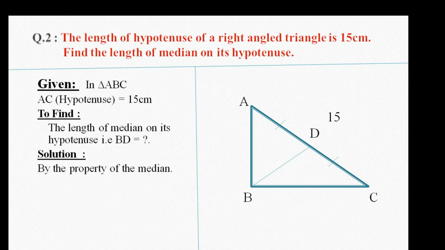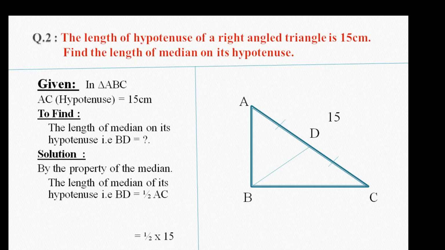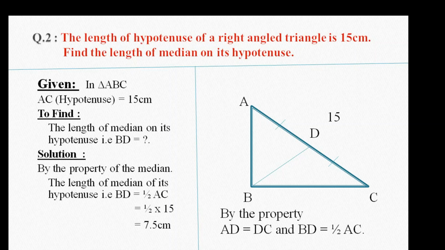Solution, let's see the solution. Of course, we can use the property of the median directly over here. The length of the median on the hypotenuse, that is BD. We can say that the median is half of the hypotenuse by the property of the median. Therefore, BD is equal to half of AC. The median is what of the hypotenuse? Half. So half of AC is half of 15, that is 7.5 centimeter. So by the property of the median, AD and DC are congruent to each other because D is the midpoint, and BD is equal to half of AC. That property we use. So do not forget the property of the median.